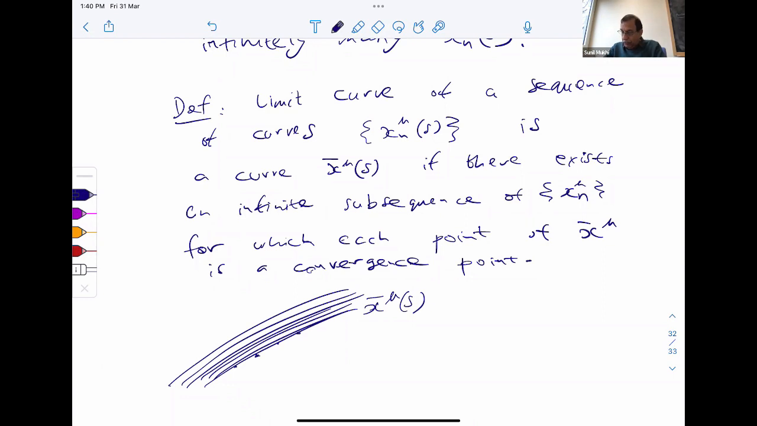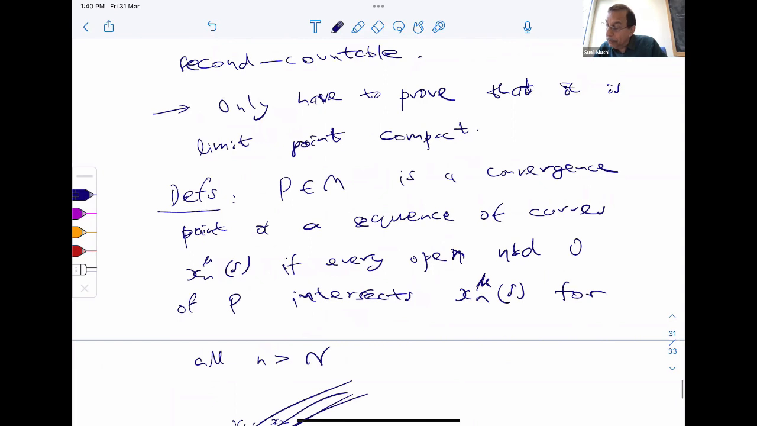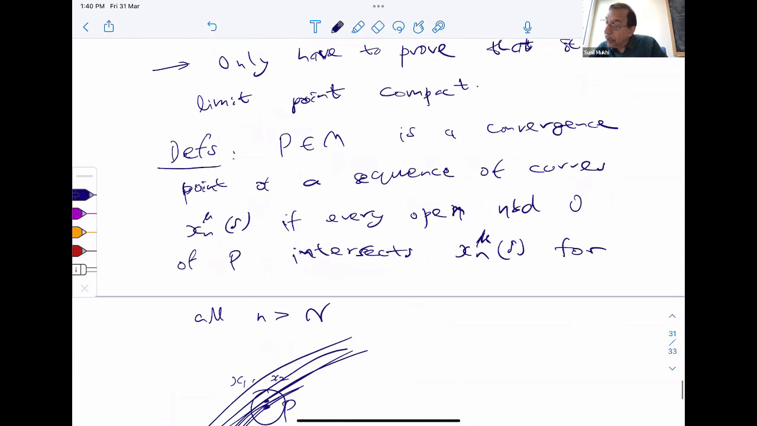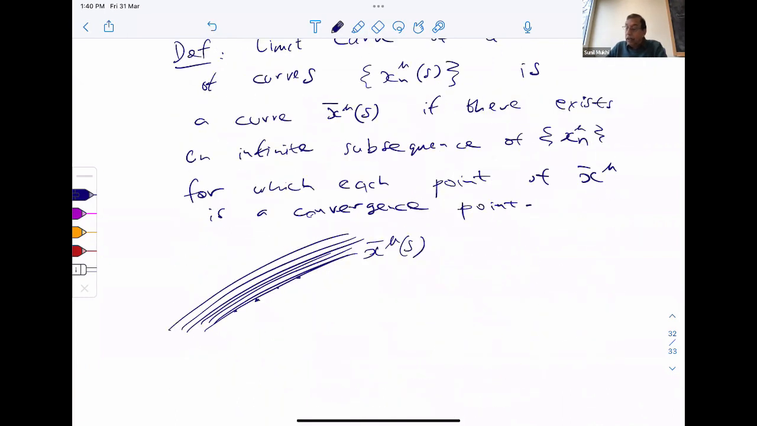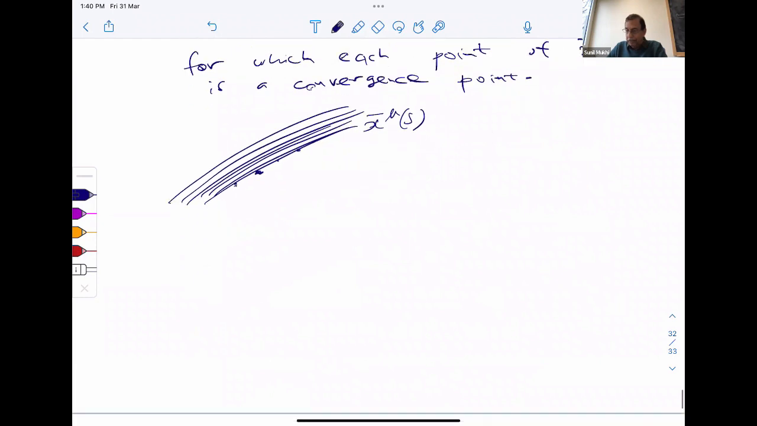Okay. Now, I've defined convergence point and limit point, and I'm sure you're not going to grasp this right away. It took me a while to understand the difference. I defined convergence point here. I defined limit point here. It's not enough to have a limit point. It has to be a convergence point. Okay. And the reason is that a limit point could overlap with an infinite subset of the curves, but the next limit point could overlap with a different infinite subset. The next limit point could overlap with a different infinite subset. Okay. And that isn't a satisfactory definition of limit curve.